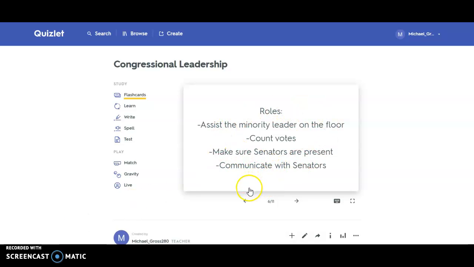These six roles that we talked about all have to do with the Senate, and there will be another video that will go through the remaining roles, which will come from the House of Representatives.